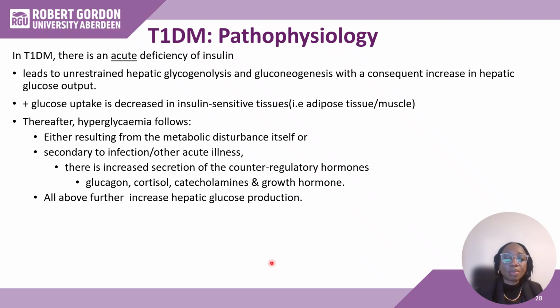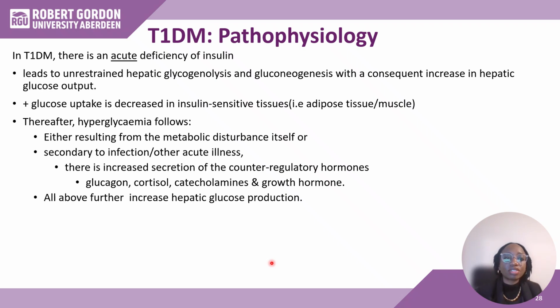So, the pathophysiology of type 1 diabetes involves the acute deficiency of insulin, which leads to unrestrained hepatic glycogenolysis and gluconeogenesis, with a constant increase in hepatic glucose output. So, glucose uptake is decreased in insulin-sensitive tissues, right? Therefore, hyperglycemia follows, either resulting from the metabolic disturbance itself or secondary to infection or other acute illnesses.